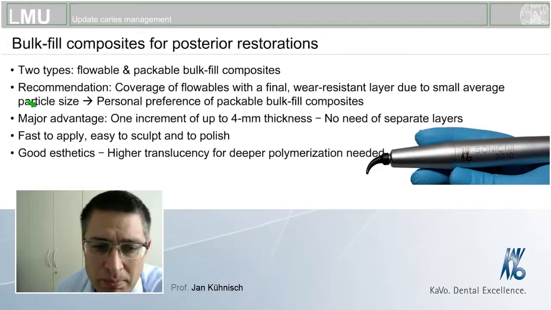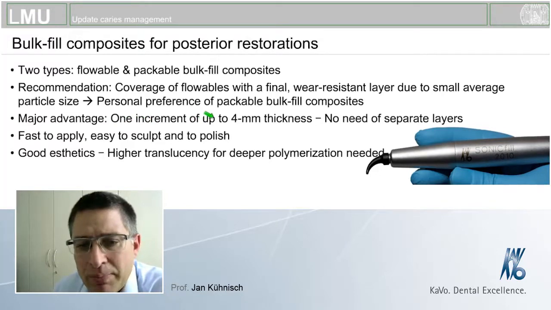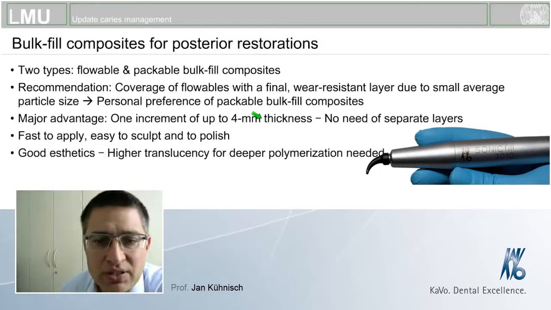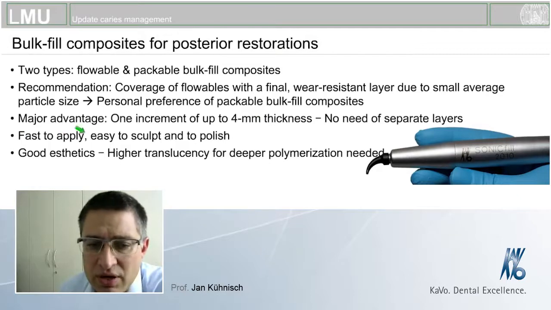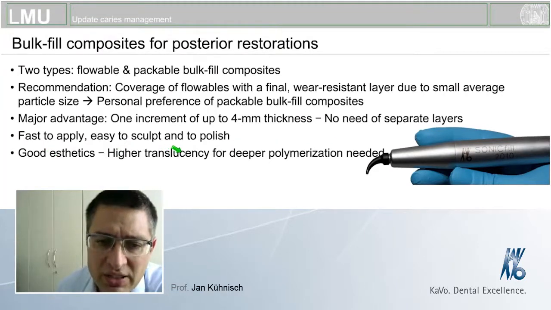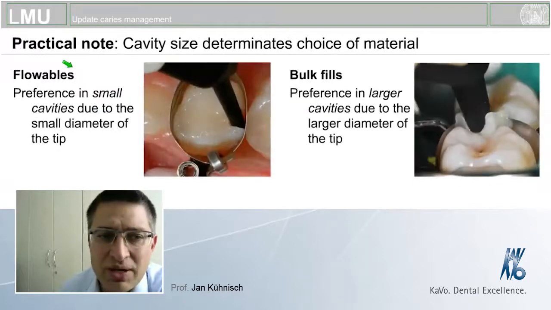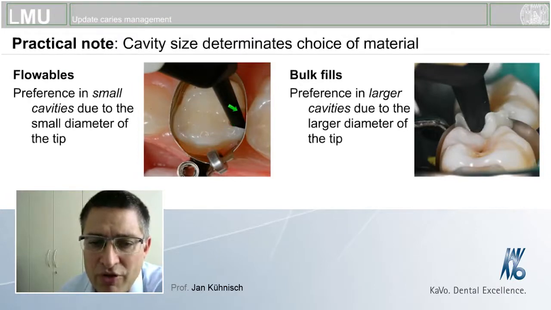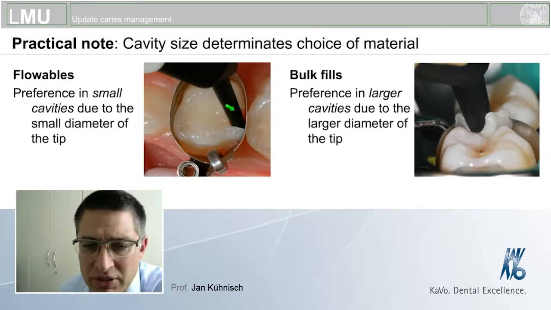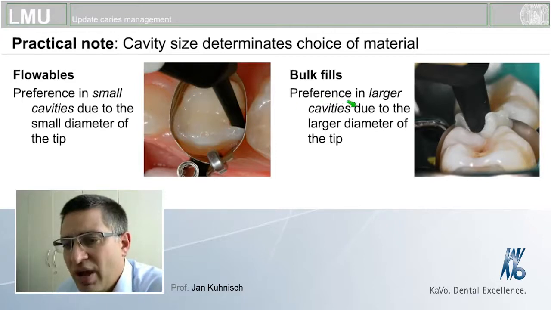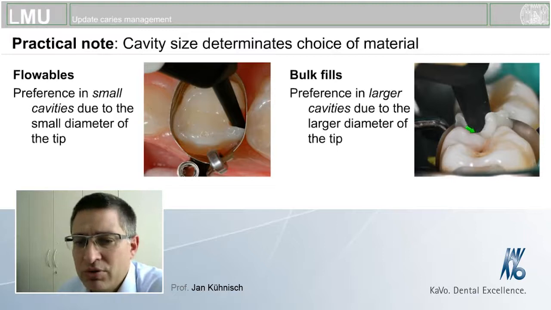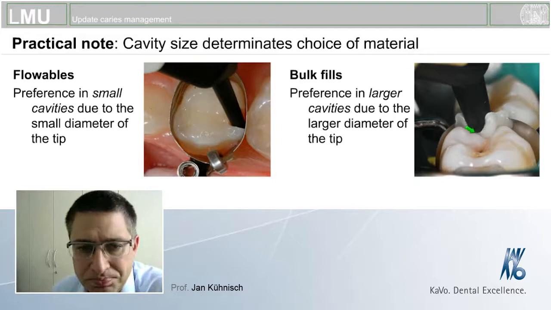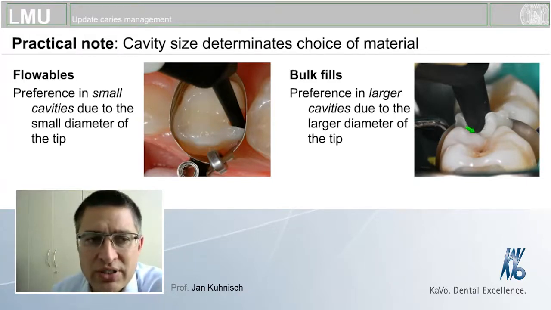The major advantage is that we can place increments of up to 4 millimeter thickness. It simplifies the application process, and in the end it's much faster and easier, and it has good aesthetics, especially also in the primary dentition. Nevertheless, it should be mentioned that we have two types. We are using both flowable and packable bulk-fill composites. The clinical indication is very simple. Where we have a small cavity, I prefer a small tip diameter of the Cavifil tip, and for that reason flowables will be the preference in such small cavities. If we have a larger cavity, then it's possible to use a highly filled, packable bulk-fill material. So the clinical situation influences the choice of material a little bit.